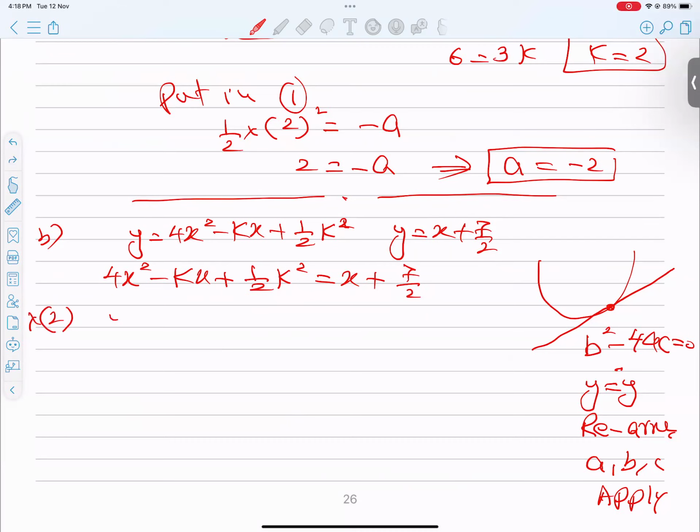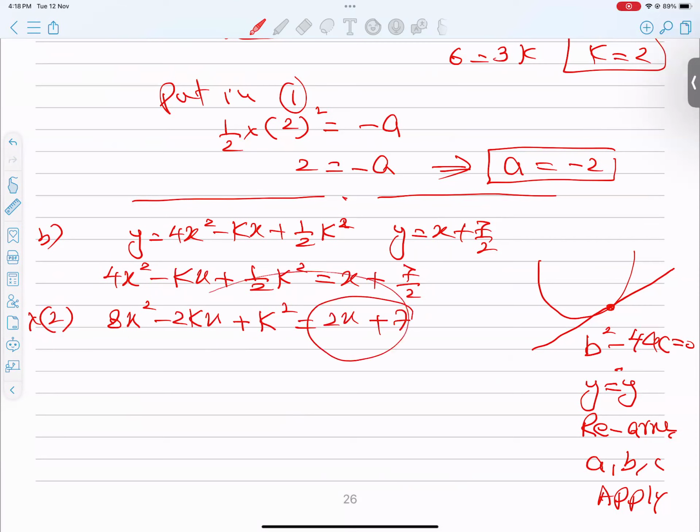2 fours are 8, I get 8x squared. 2 into that, I get 2kx. 2 into that, this cancels out, I get k squared. 2 into this, I get 2x. 2 into this, 7 left behind.